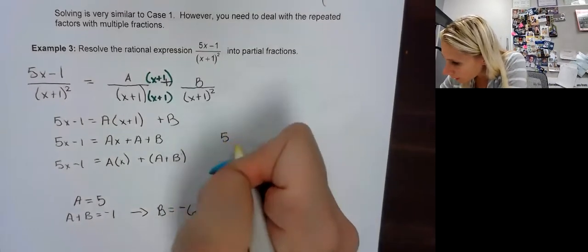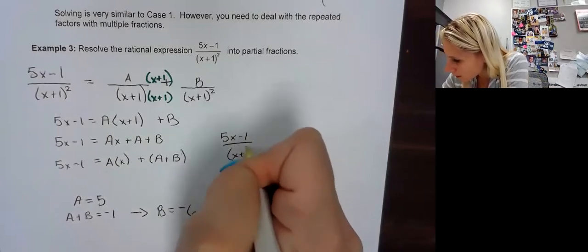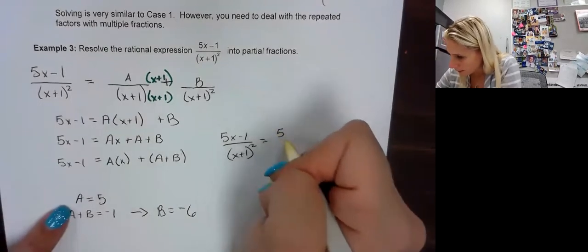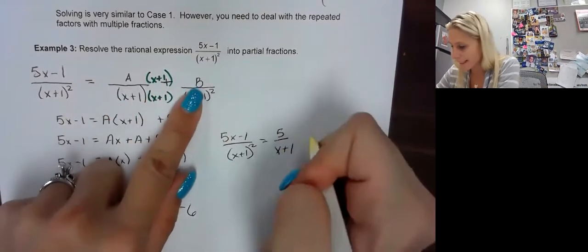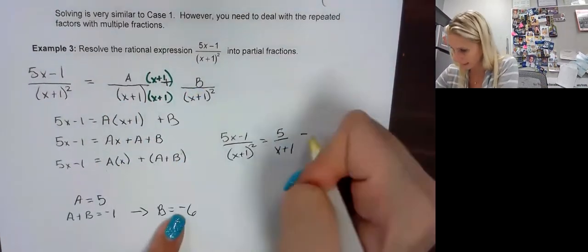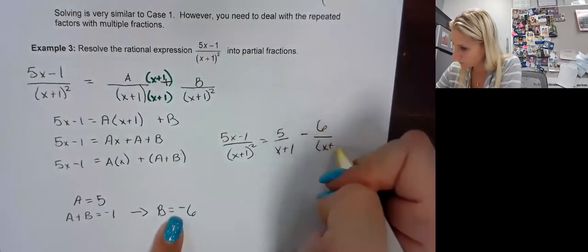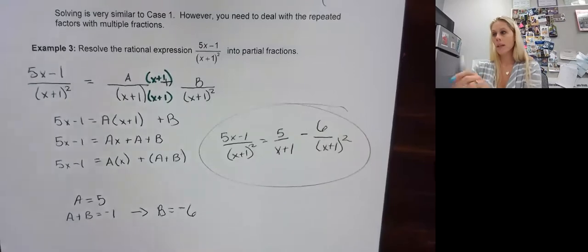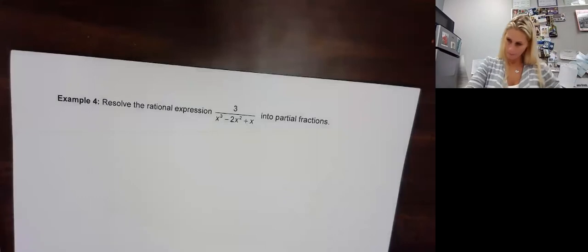So all in all, we have this 5x minus 1 all over x plus 1 squared equals a is 5 over x plus 1. Now, we could say plus -6, or in this case, we could subtract 6 over x plus 1 squared. And that is case 2. Let's practice one more of the case 2 just to see what else we need to find.